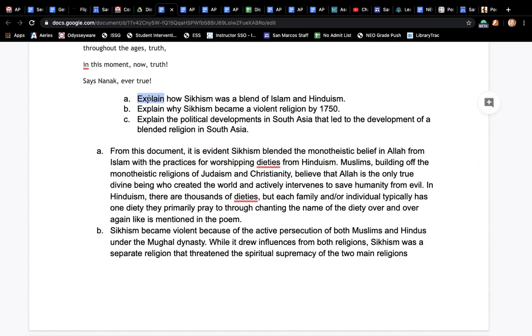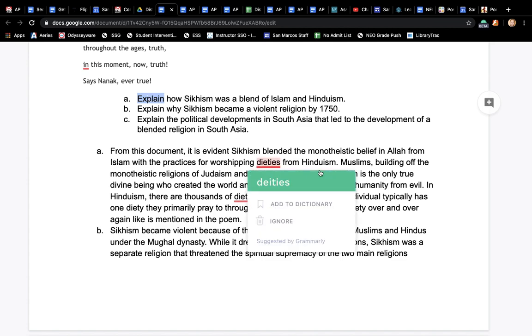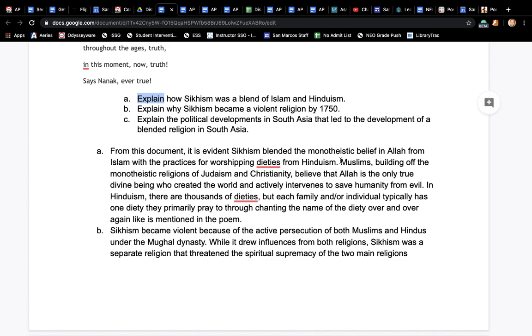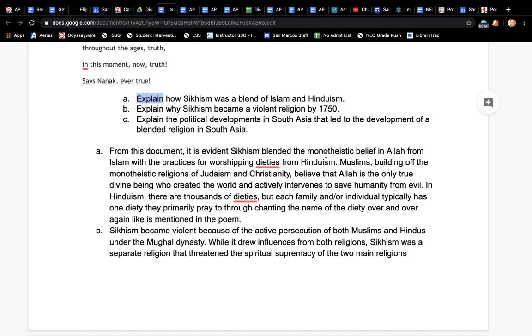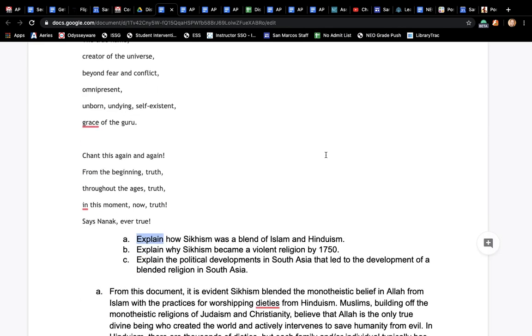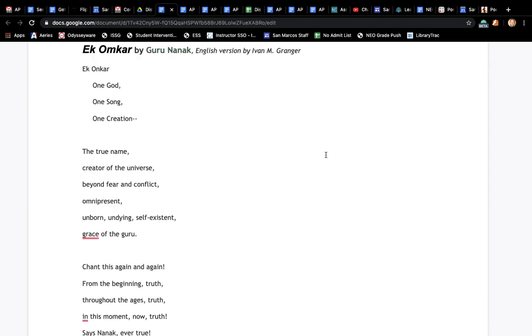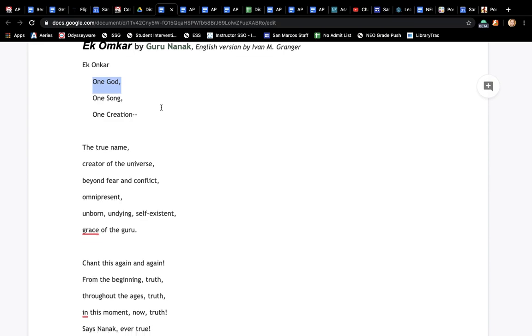But the action word says to explain. So in order to get the full point for this section, you're going to have to explain what you mean. Actually, before I get to that, let me show you where I got all this from. Sikhism blends the monotheistic belief in Allah from Islam. Now, they don't necessarily believe in Allah himself, but they believe in one single God. So you can see Ek Omkar, one God, one song, one creation. This monotheistic belief comes from Islam.